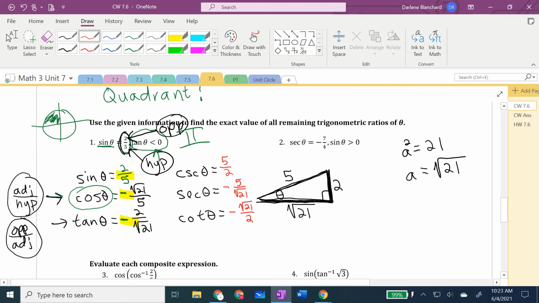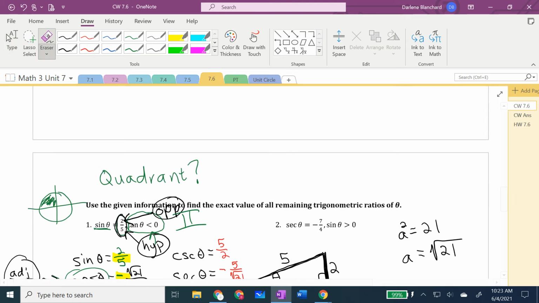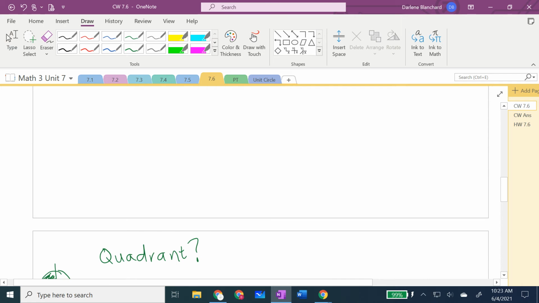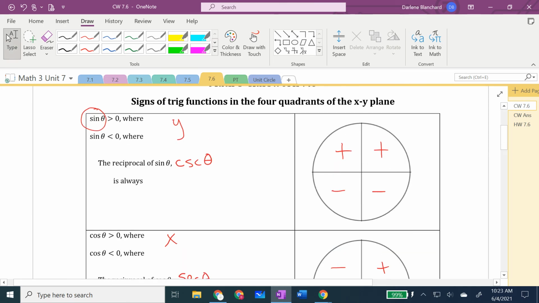Now, just so you're aware, if you are asked to do reference triangles with a problem where you are given that the sine is equal to 2/5 and your tangent is negative, you start off by knowing that your sine is positive. So you know that you're dealing with your quadrant 1 or 3. You still have to go through the process of realizing that when tangent is negative, that puts you in this quadrant.